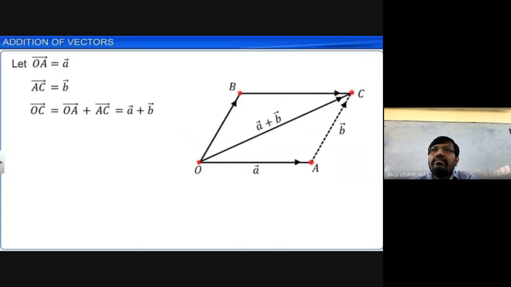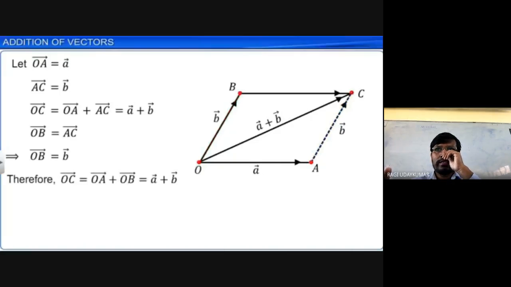So when you take O to B and B to C, O to B will be equal to A to C because of the parallelogram. This is called the parallelogram law, but the previous one is called the triangular law. Here OB is equal to B bar and BC is equal to A bar. So the diagonal length will be equal to A bar plus B bar.